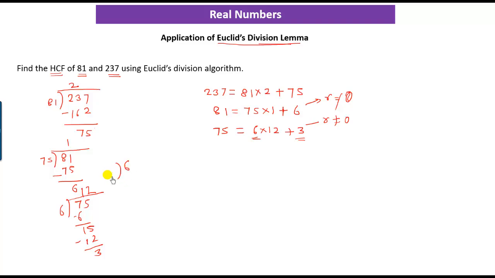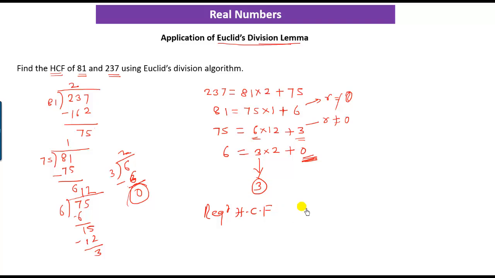So 6 divided by 3, 3 2s are 6, and so it will be 0. Now here we have got remainder as 0, so it will be written as 6 equal to 3 into 2 plus remainder 0. And since we have got the remainder as 0, we can see that the HCF of the given numbers is 3. So the required HCF is equal to 3.